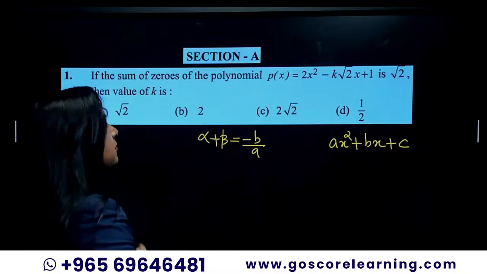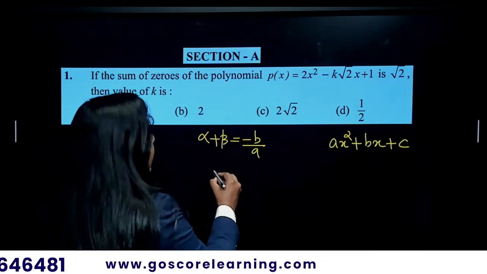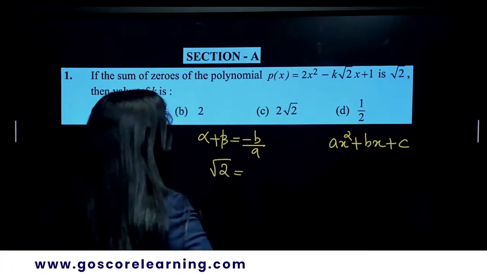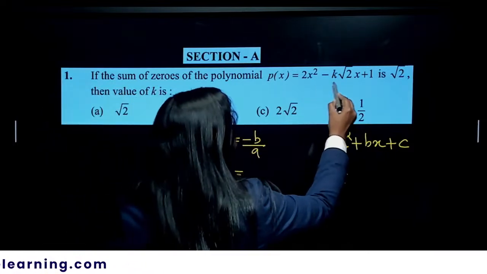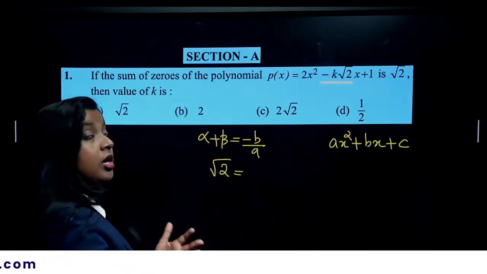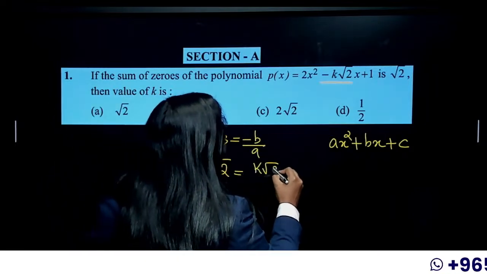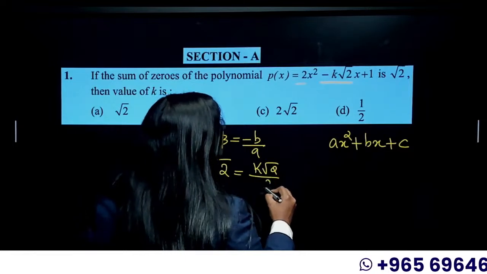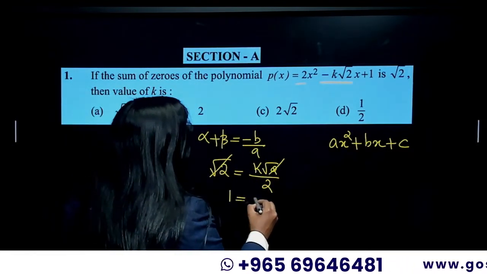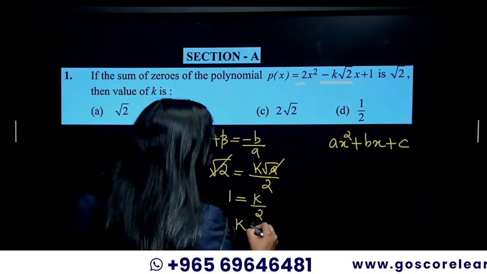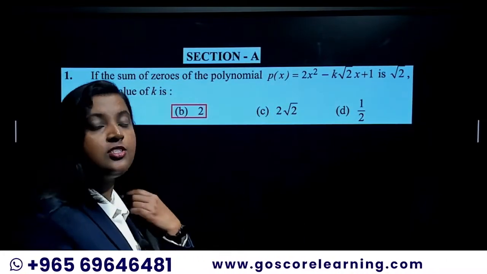So alpha plus beta is equal to minus b by a, and here the sum of zeros is given as root 2. What is minus b by a? This is minus, this is b. So what will be minus b? Minus of minus, which is plus. So k root 2 divided by a, that is 2. We'll be cancelling root 2 from both sides. So you are getting 1 is equal to k by 2 and k is equal to 2. So option B is the correct answer, that is 2.